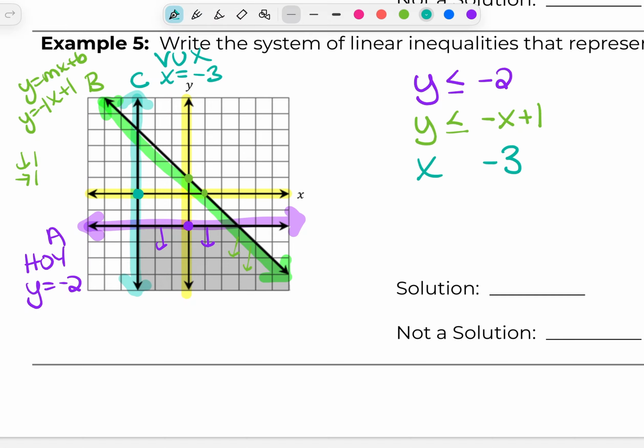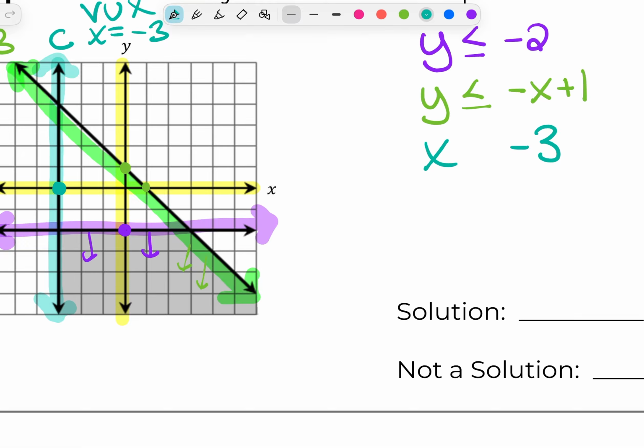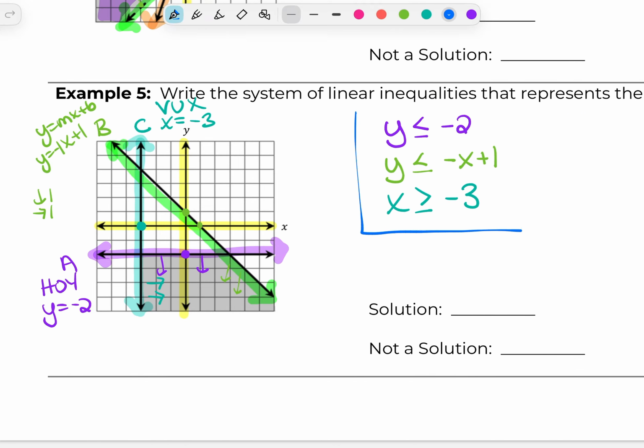And then check your shading. From my teal, or turquoise, line, I am shading to the right, so that's a greater than, and it is solid, so equal to. So this will be my final system of inequalities. And then again, when you are picking your solution versus non-solution, make sure you're looking in that shaded area.